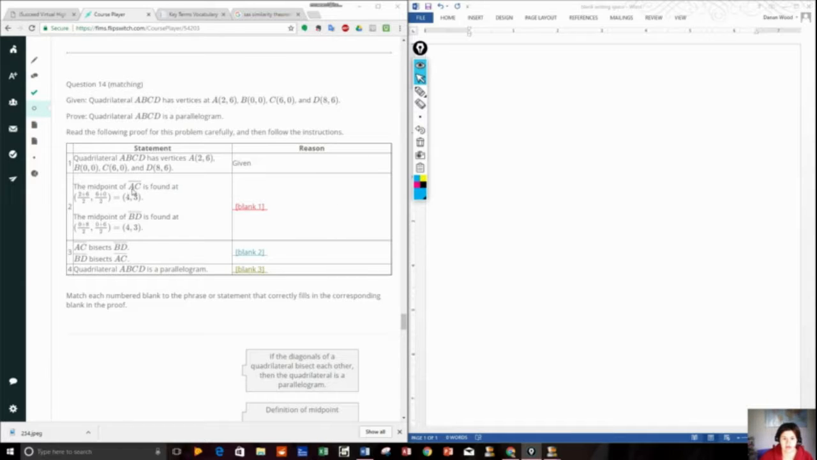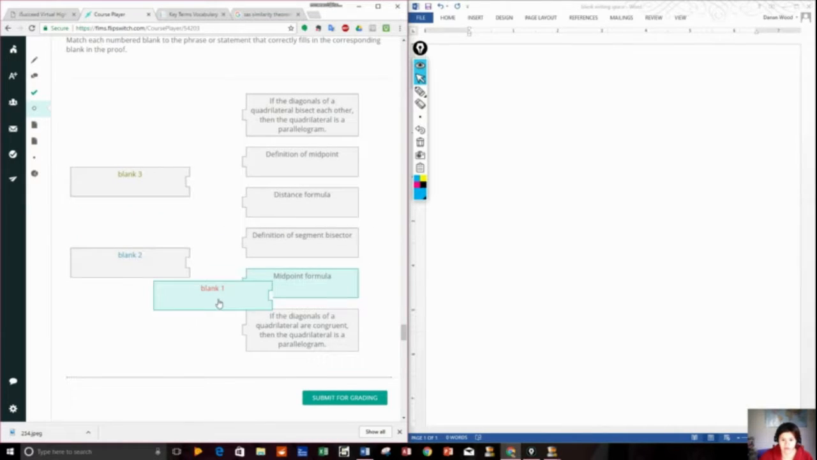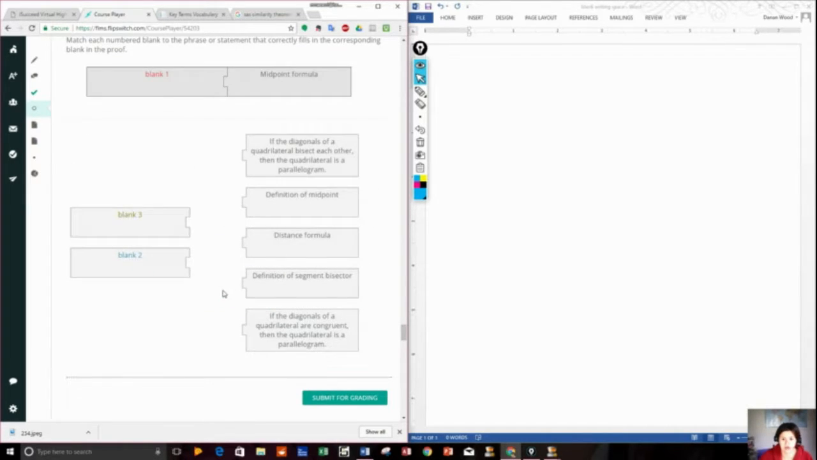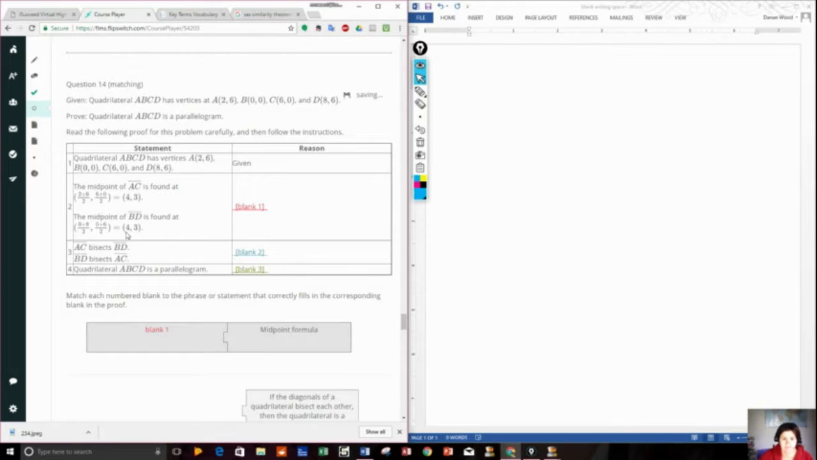So the midpoint of AC is found at 2 plus, and they use this formula. Well, the reason is because they use the midpoint formula. So I'm going to select blank 1, drag it to midpoint formula. Alright, so AC bisects BD and BD bisects AC.